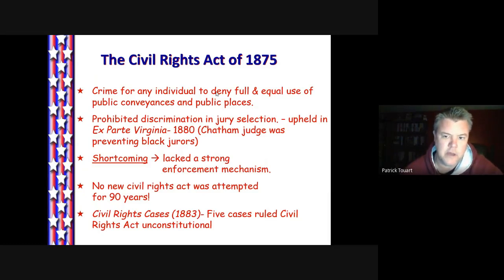And within 8 years, 5 of the key civil rights elements have been stripped completely in what are called the civil rights cases. These are rulings against the Civil Rights Act. And so you won't see another Civil Rights Act in America until 1964, until Lyndon Johnson. And this is a return to a really horrific experience for African Americans.